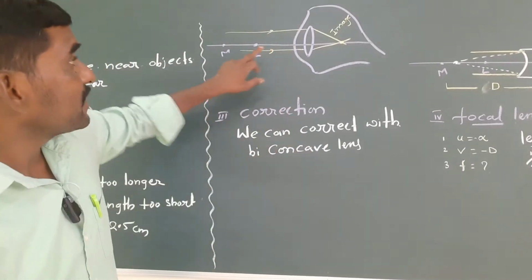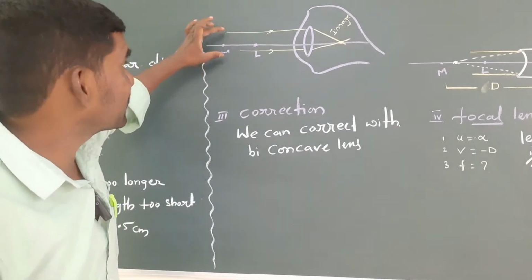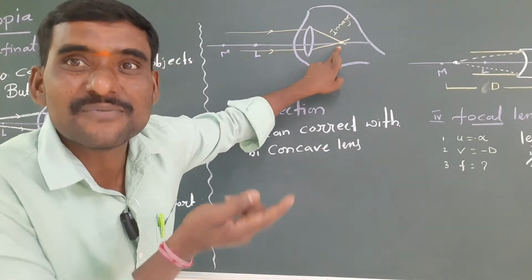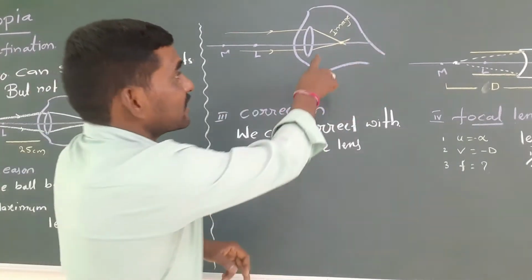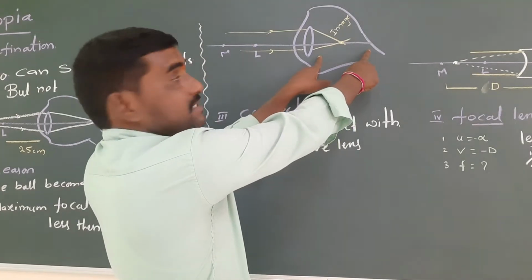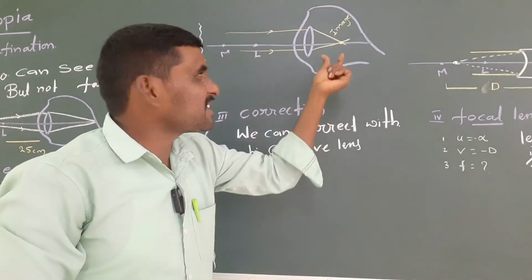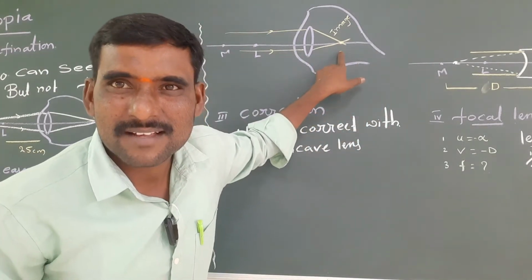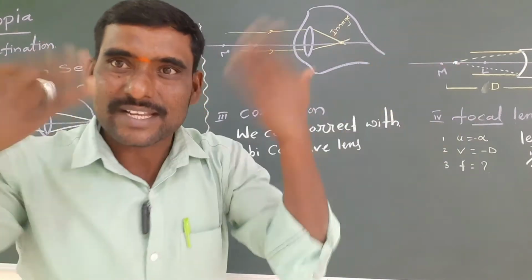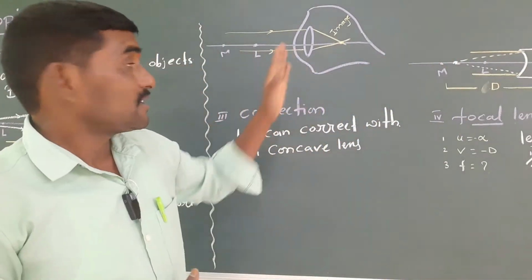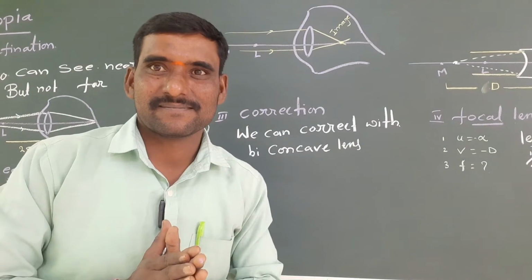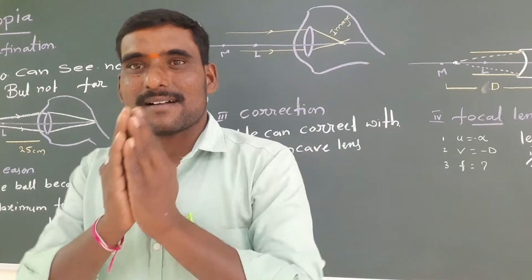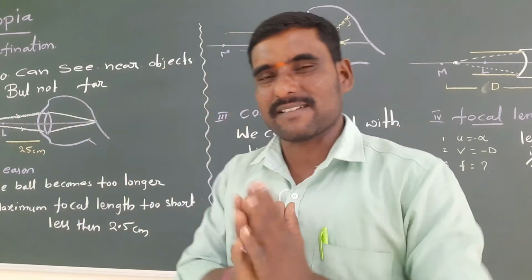In the reason diagram, when the object is at infinity, the rays are parallel, fall on the lens and meet in front of the retina. This is the retina, at 2.5 centimeters, but with 2.3 or 2.4, like that, they will meet and form the image here. If that image forms on the retina, we are able to see. So the image forms in front of the retina because of the focal length being less than 2.5, because the eyeball is too long.